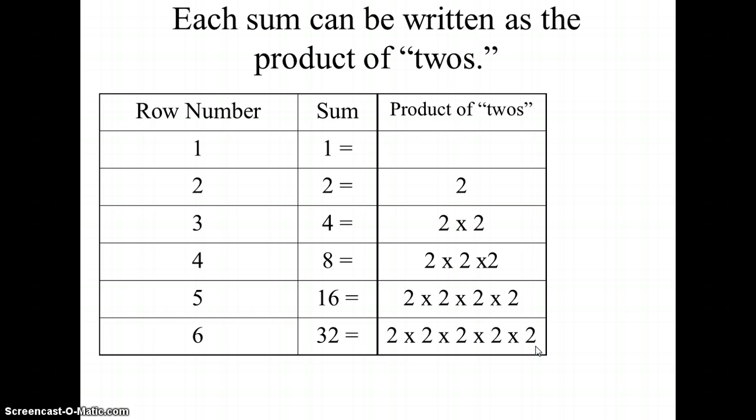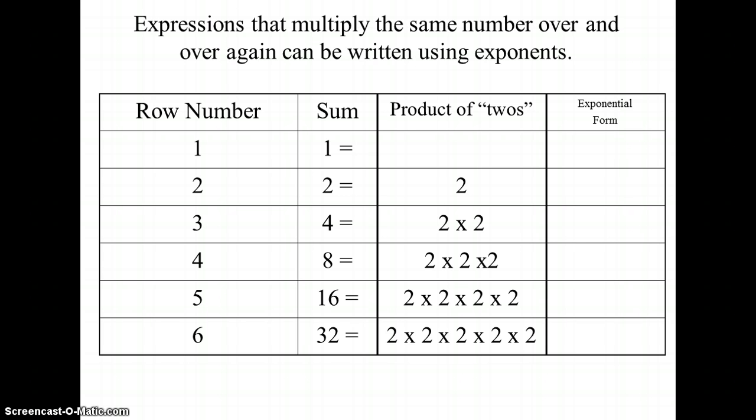So it's the product of 5 different 2's put together. Notice another pattern here. Each row is multiplied by one more 2 than the previous row. So this row has 1 2, this one has 2, this one has 3, this one has 4, and the next one has 5.